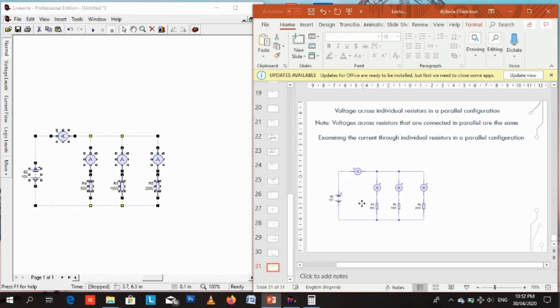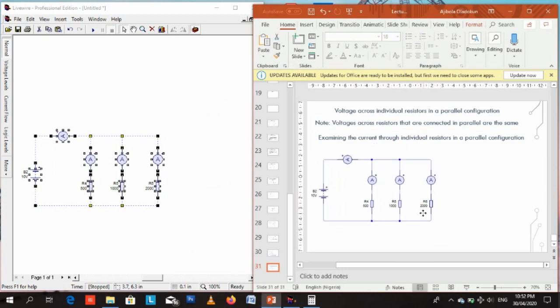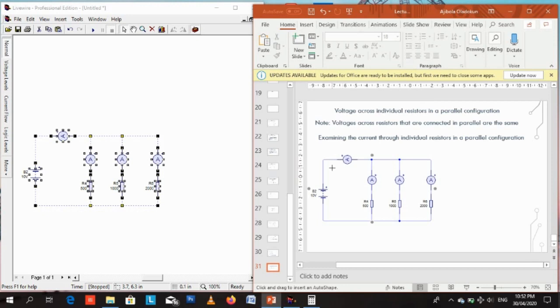So let's copy and paste. We want to prove our new hypothesis that for resistors connected in parallel, the current through each and every one of them is not the same. It will depend on the resistances of each of the resistors. So let's decorate this with some arrows. Let's put an arrow here.